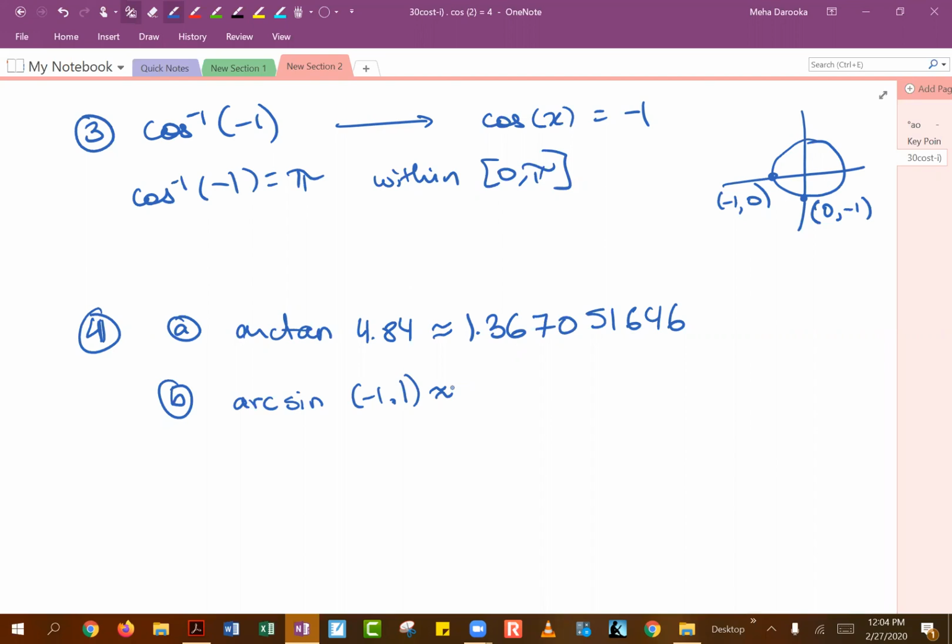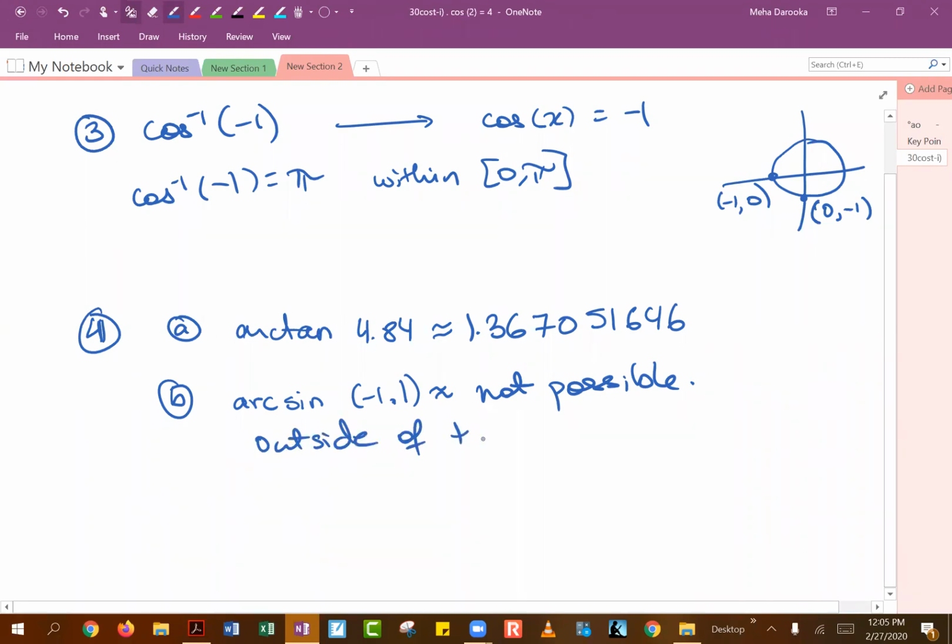Okay, so what should we notice on part B? And why are we getting that error? Because it's outside of the domain, because negative 1.1, you can only go as far as negative 1. So since this is outside of the domain, there's no answer. The domain is from negative 1 to positive 1.